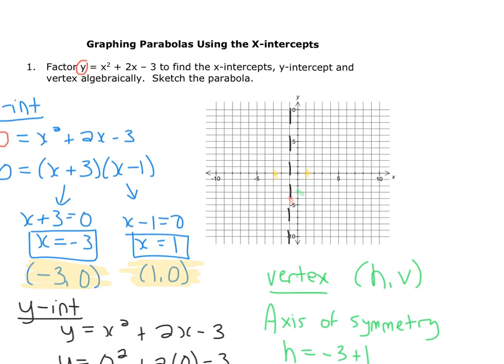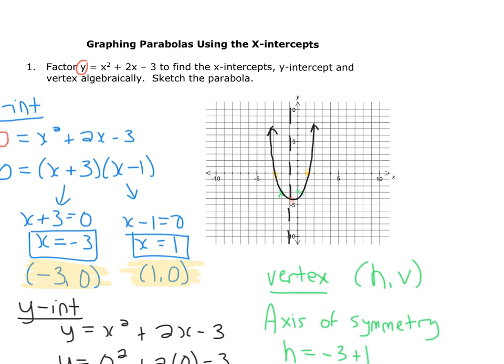We can also reflect our y-intercept. So over here, I can reflect it, so I get another point that will just help my accuracy of my graph. And then you draw a nice curve through all your points with arrows at the end.